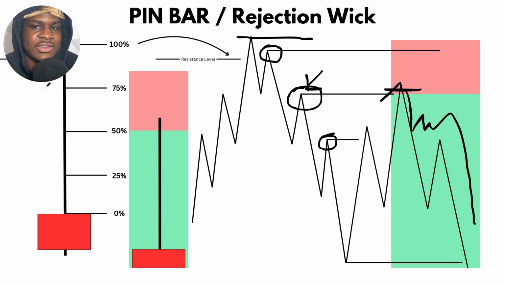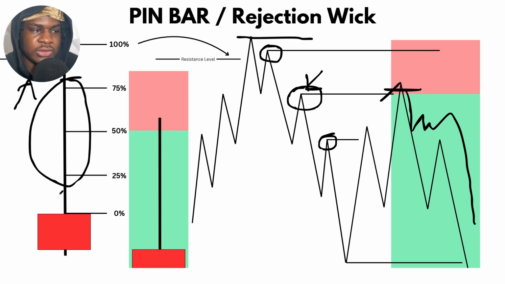Price first has to tap into a level of resistance, right? We have a level of resistance up here. Price taps into that level of resistance, giving this long wick to the downside. This wick level then frames our entry. Once price closes with this long wick here, we get the 25, 50, and 75%.